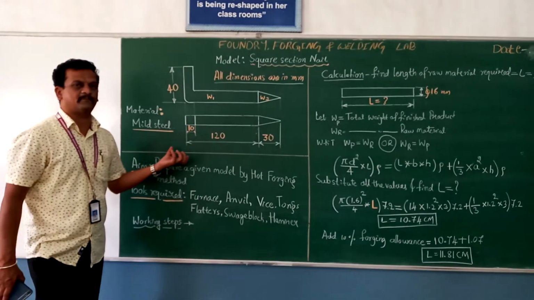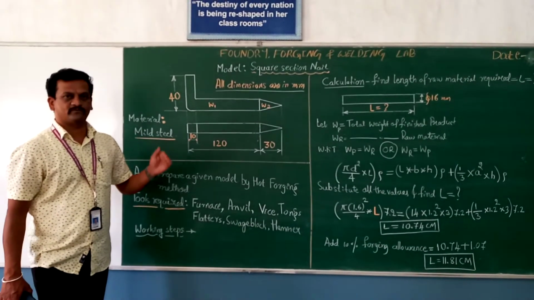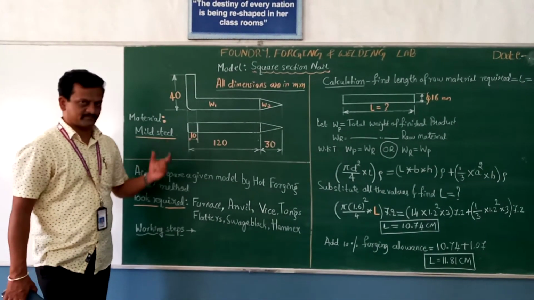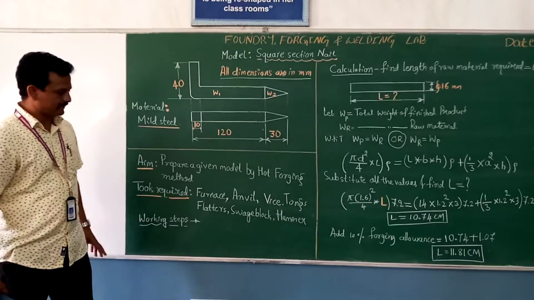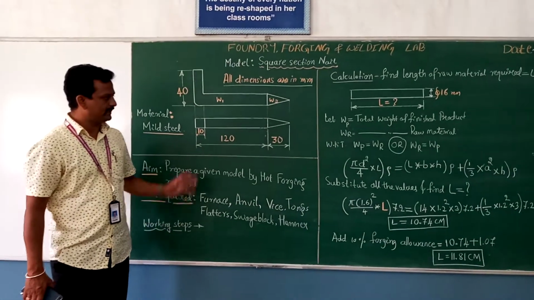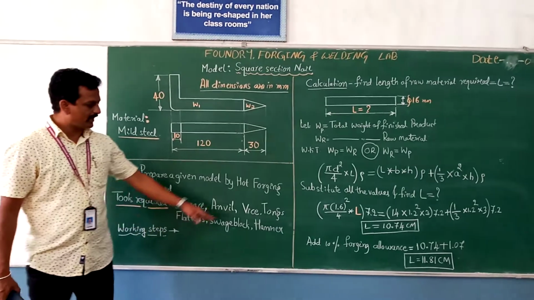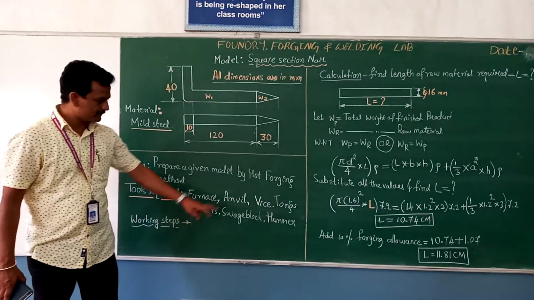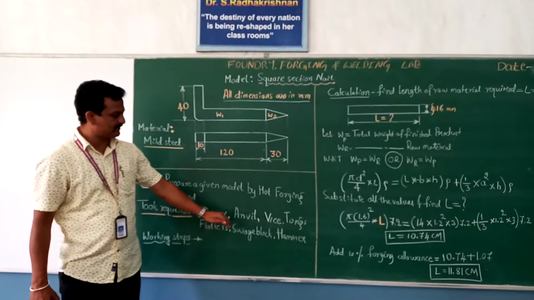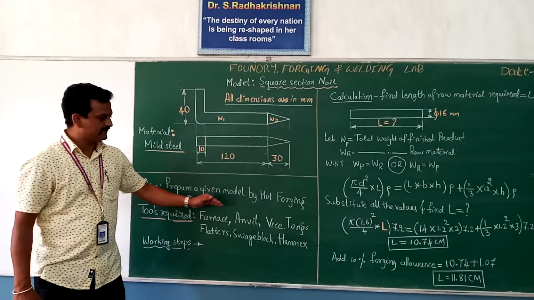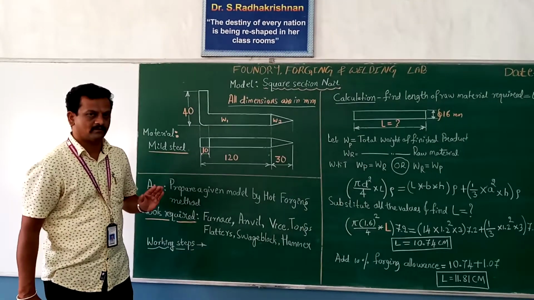Means we are heating the raw material and we are giving the localized compressive force by hammering, and it is shaped by using dies and candle. Now the tools required to prepare this component: the furnace is needed for heating of the raw material, anvil is needed to shape the component, then vise for the different bending operations, tongs to hold the hot component, flatters, swage blocks, hammers. Still we need more tools required for shaping of this component.